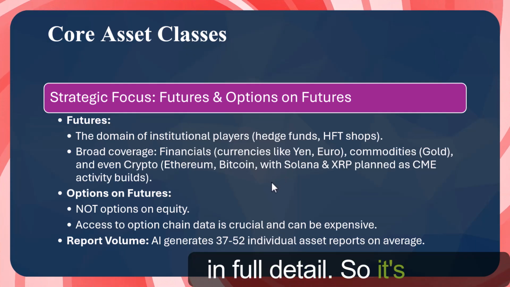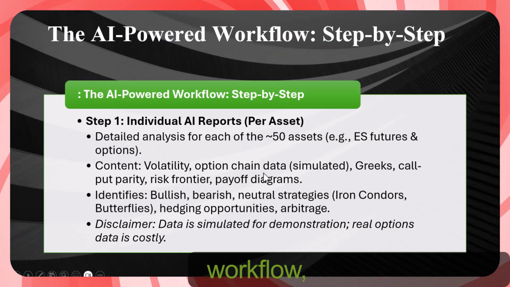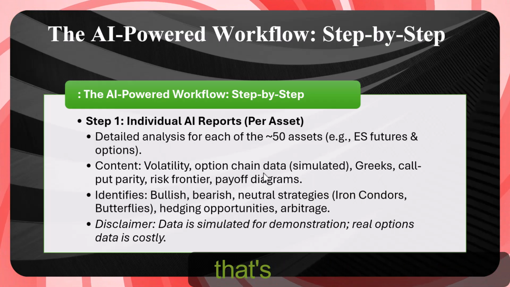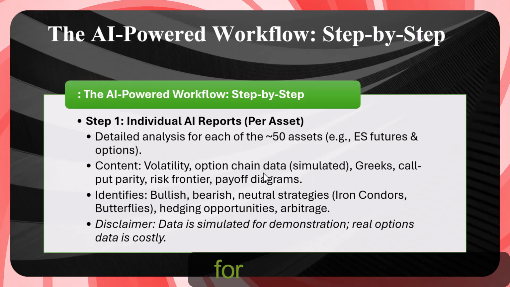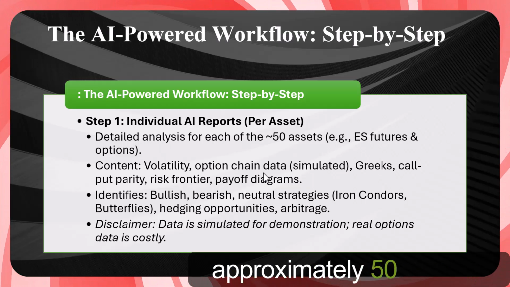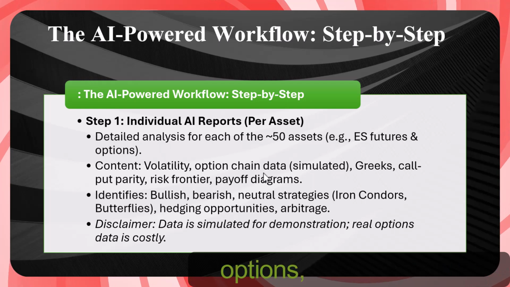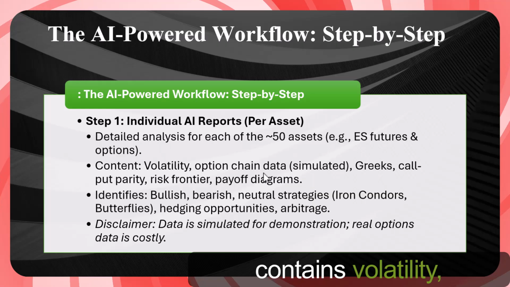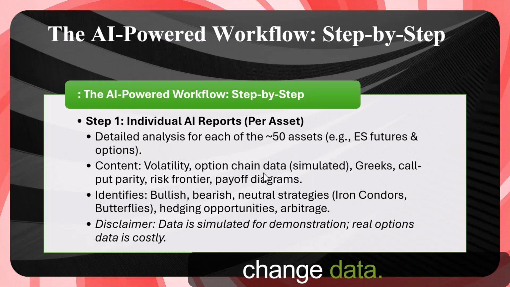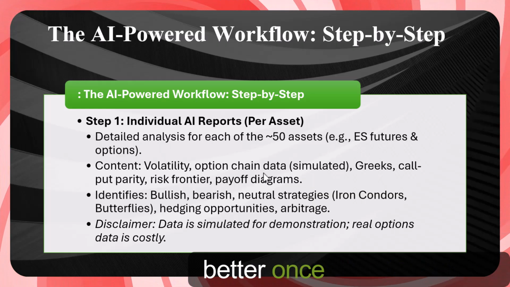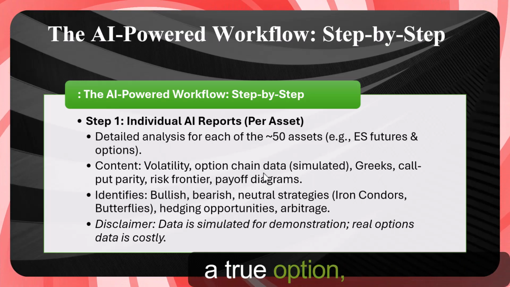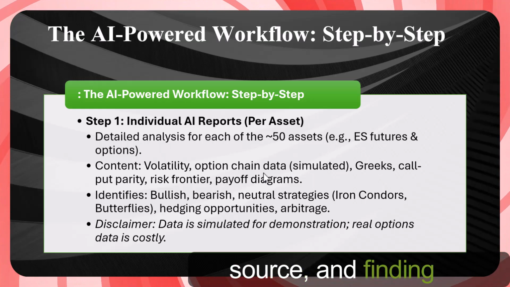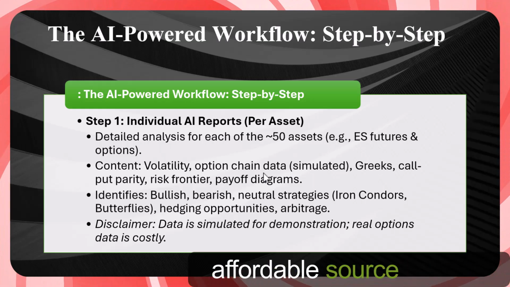All right. So it's an AI-powered workflow. Here's a step-by-step process. We have individual AI reports, and that's again per asset. So we get detailed analysis for each of them, roughly approximately 50 of them. Could be ES futures options, as an example. Basically, the content contains volatility and option chain data. That's simulated. As I said, it's better once we can get true option chain data, once we can figure out the source and find an affordable source as well.